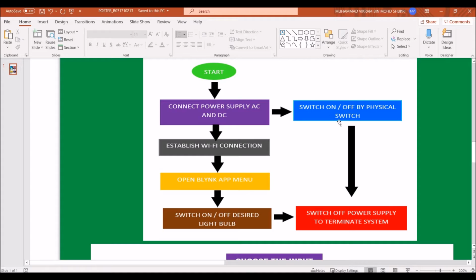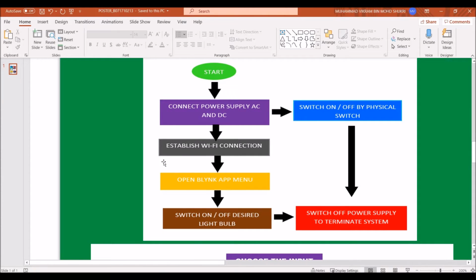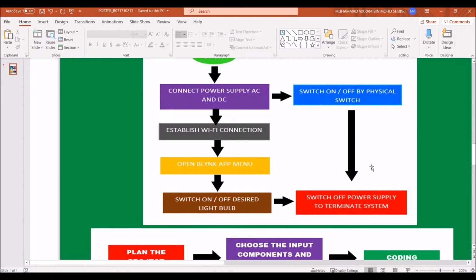So let's take a look at the Blynk application route. If the Wi-Fi connection is established, I will open my Blynk app menu, and from there I am able to switch the desired bulbs on and off. This is through the NodeMCU. But assuming there is no Wi-Fi, the NodeMCU will be completely useless, and we will be able to switch the bulbs on and off through push buttons that I made into switches, and the bulbs will still light up.